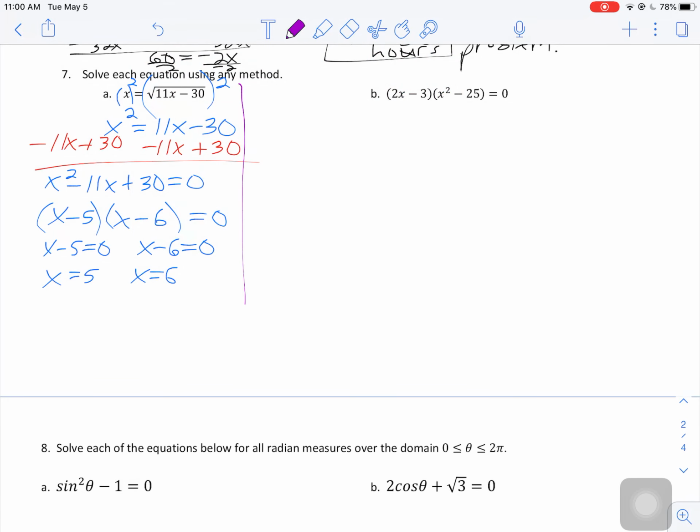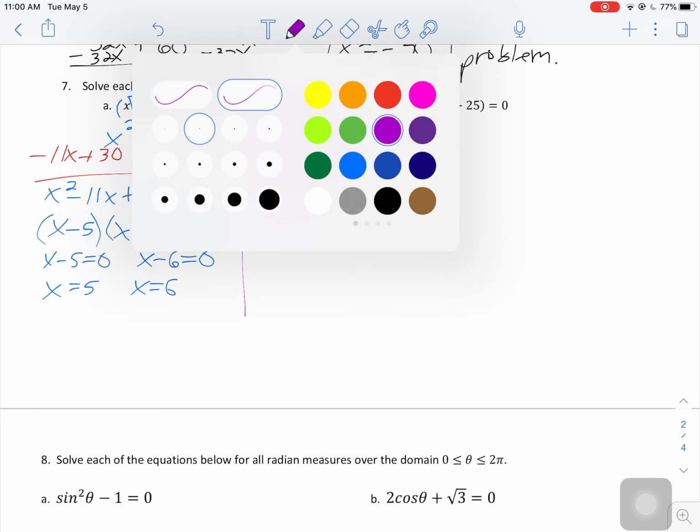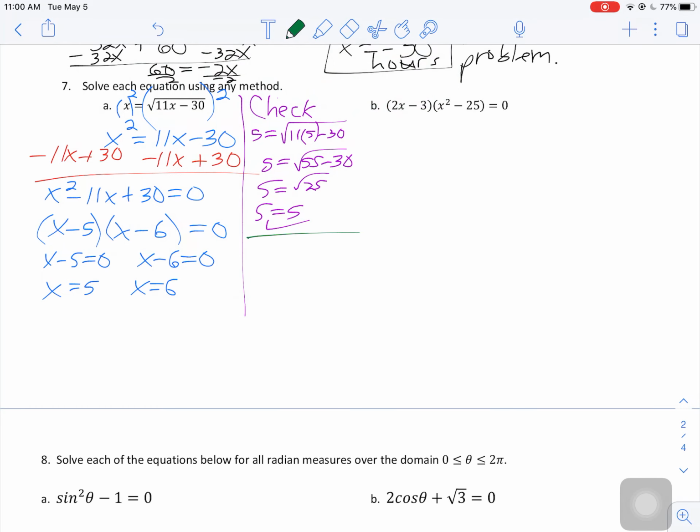Whenever you have a radical equation, you really should check your answers because you might have an extraneous solution that you'll have to throw out. So I'm going to check 5 first. Wherever I see an x, I'm going to plug in a 5 instead in parentheses. So 5 equals the square root of 55 minus 30. 5 equals square root of 25. 5 equals 5. So yes, that first one works.